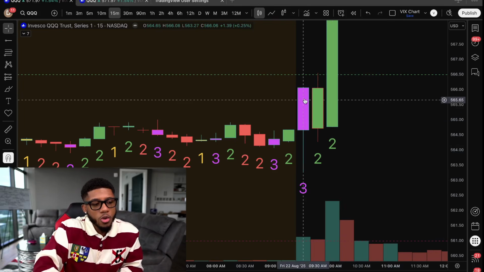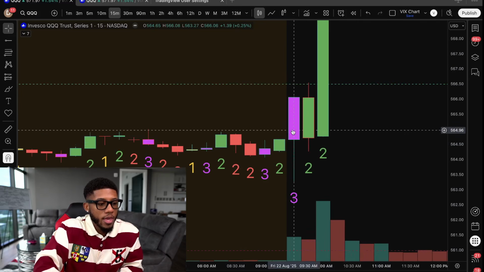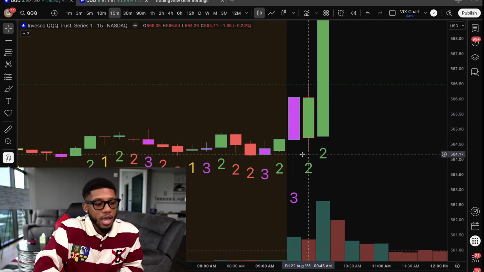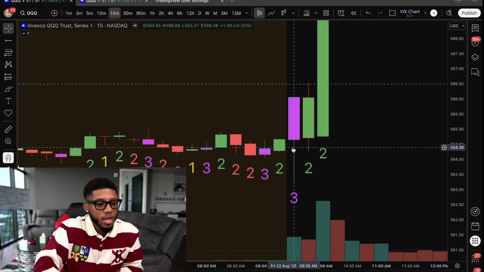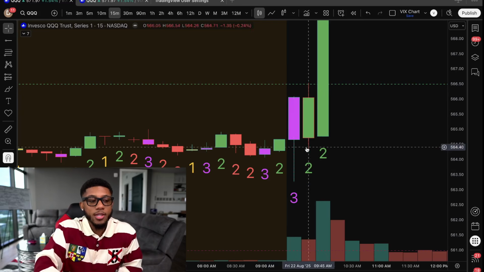So if we know the strat is based off of reading the past price action, the most recent candlestick, right? Well, then I know that this outside bar, the reason it's outside is because when this candle opened, it broke below the previous candle's low, and it broke above the previous candle's high. So it broke both sides, right? And this is why it's a 3 bar.